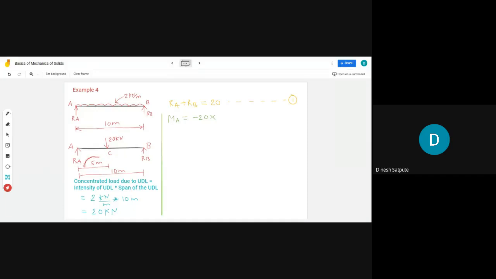It is equal to 5. Distance between the point at which moment is to be calculated and the point at which the force is acting. That distance is equal to 5 meters. So we'll take that 5.